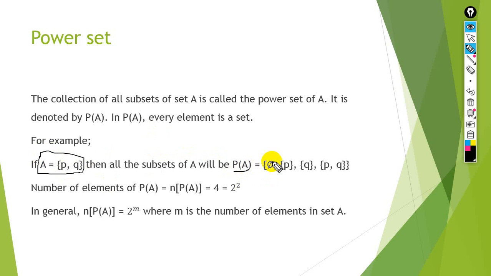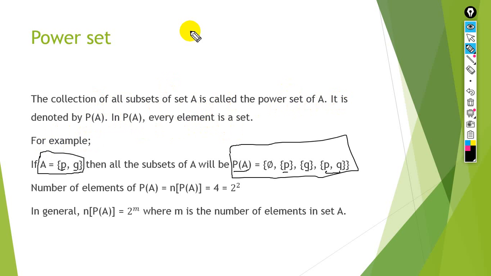The power set will be the null set, then {P}, then {Q}, then {P, Q} both. Here we say that P(A) is a set, and the power set is where we collect the subsets of a set. Here, the collection of all subsets of set A is called the power set of A. It is denoted by P(A), and in P(A), every element is a set.